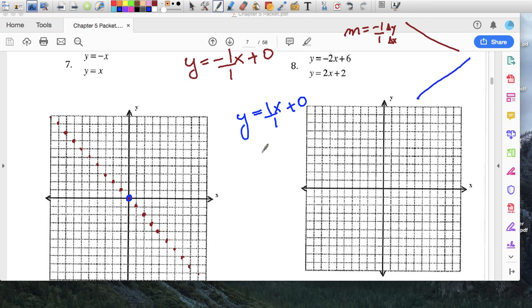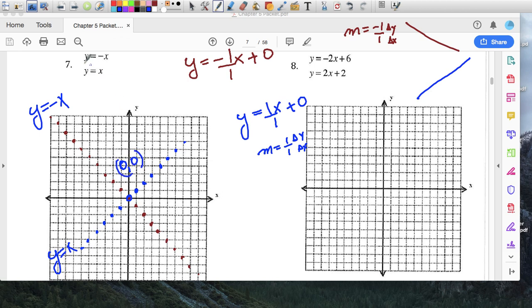So my slope is 1 over 1, so the change in y and the change in x are both positive. So it goes 1 up and then 1 to the right. 1 up, 1 to the right. And then this is my line y equals x, and this is my line y equals -x. Now you can tell that they intersect at the origin. So the point of intersection is 0, 0.